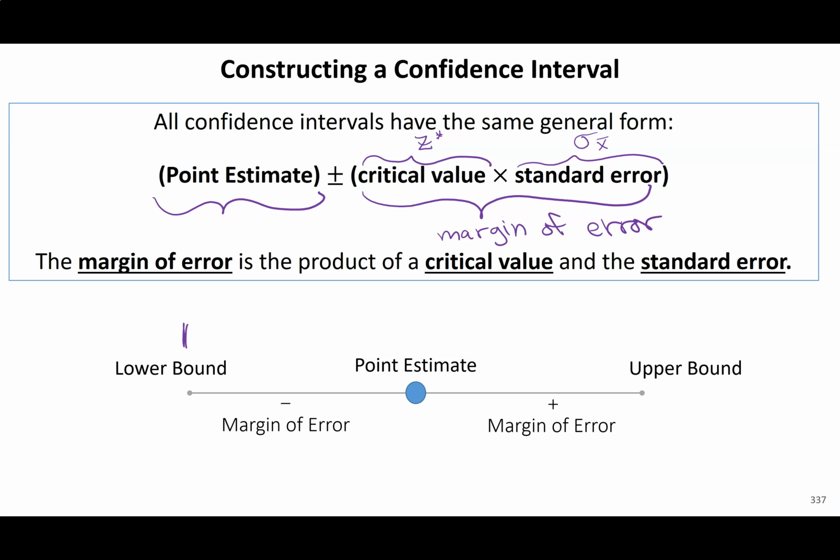So we have our lower bound. Our point estimate is smack in the middle. The distance from the point estimate to the lower bound is just our margin of error. If you go the other direction, the same distance as your margin of error goes to your upper bound. And that will be our interval.